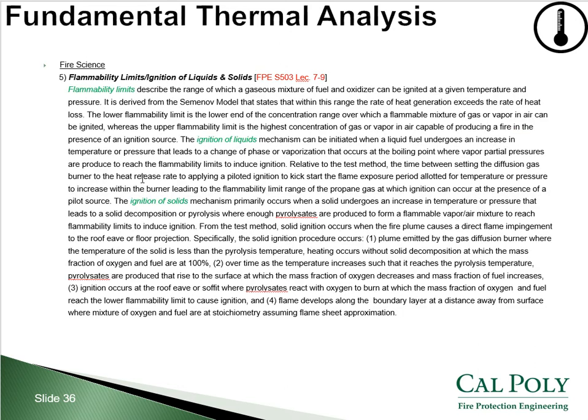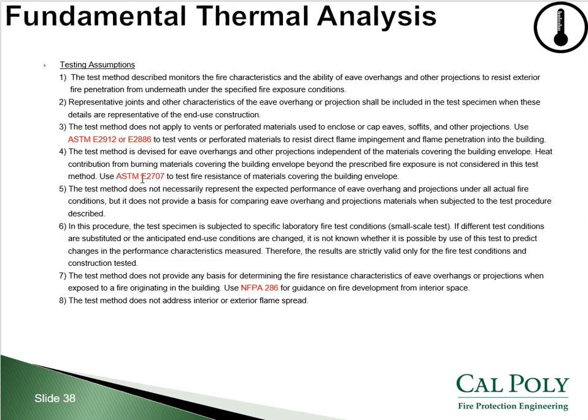Let's conclude with when you would and when you would not apply E2957. First, you would apply E2957 if you have an eave overhang or any other floor projection that needs to resist exterior wildfire exposures that originate from the bottom, but you would not apply E2957 if the wildfire was coming in from the sides or the top, as was shown in the introduction video.